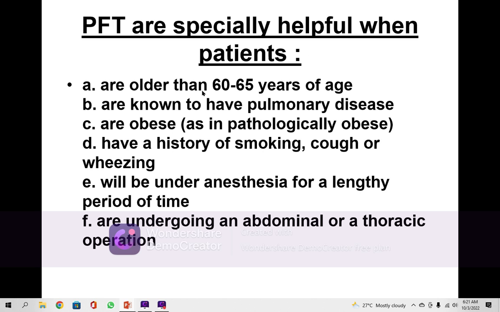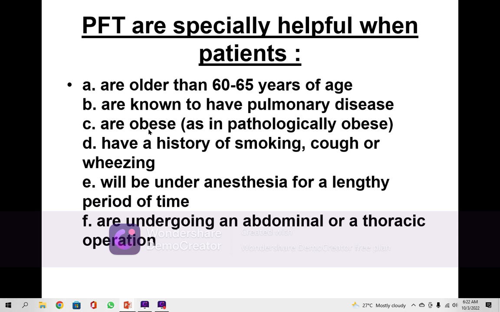Especially helpful in patients of 60 to 65 years of age, because of the age group, their ejection fraction is lower and they have breathlessness on walking, or you can say they are in New York Heart Association class 1 or 2. You want to see with this PFT whether the problem is originating from the lung or from the heart, or whether they have pulmonary disease or not.